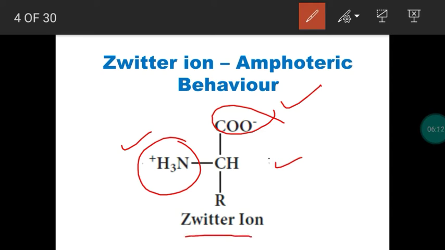It has amphoteric behavior. It has both positive as well as negative charge, so it has amphoteric behavior. Now the ion is called a Zwitter ion. What about the overall charge? Overall charge is 0. Both the ions present in the molecule, 1 plus and 1 minus, mutually cancel each other. Overall charge for this Zwitter ion is 0.